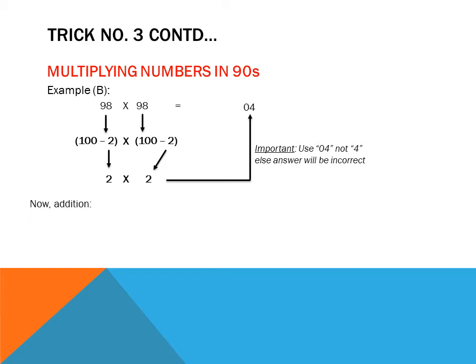Now we'll add on to these numbers. 2 plus 2, 4. Subtract it from the 100. 100 minus 4, 96. 96 comes out here on 100 and 1000 place. So 9604 is the answer. Okay.